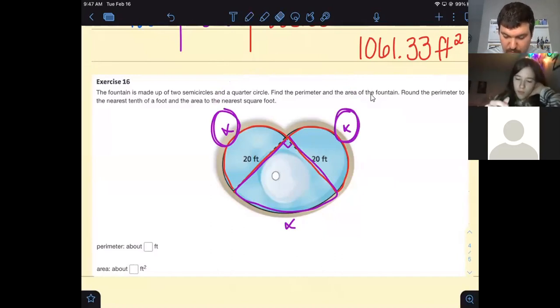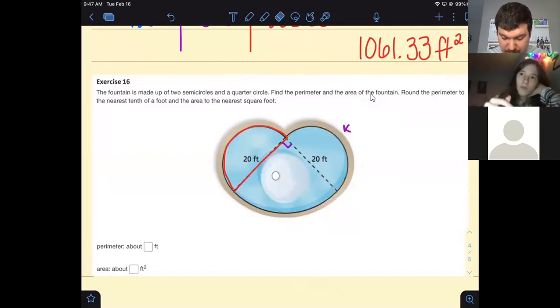So I'm going to erase everything just so you know what I'm finding right now. I am only finding the perimeter of these 2 semicircles right now. So I'll stop right there. Okay.